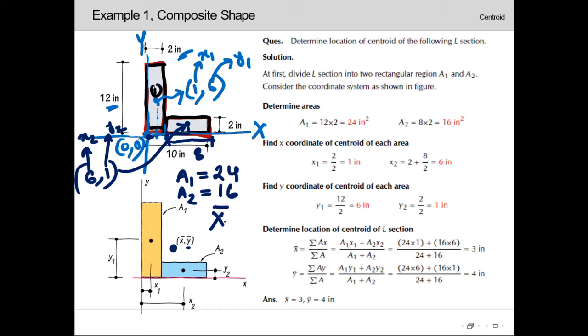The formula to calculate x bar is equal to x1 A1 plus x2 A2, divided by A1 plus A2. As we can see, there are only two segments, that's why it has been written as x1 A1 plus x2 A2. If there were three segments, then an additional term would need to be considered. If there were four segments, then we would need to consider two more terms.